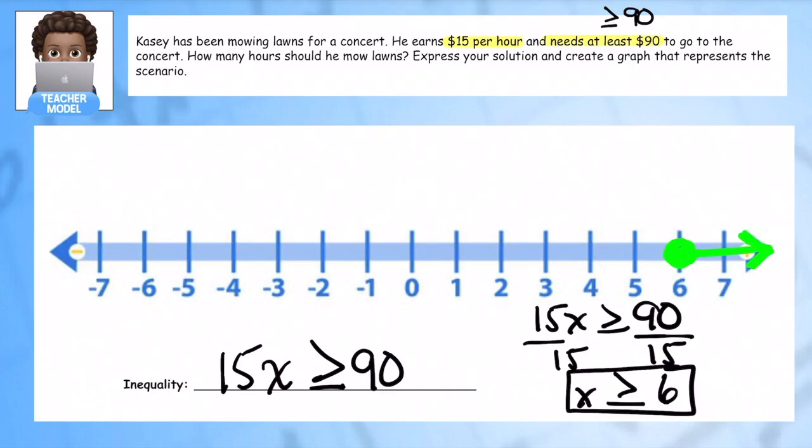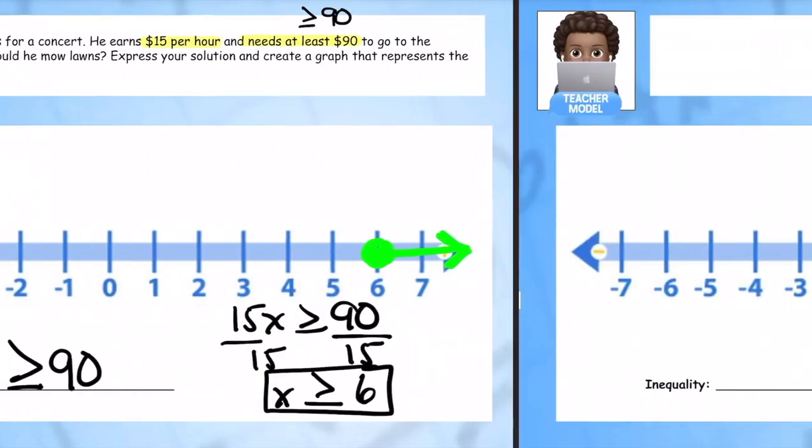That represents the scenario. So he has to mow at least for 6 hours. So at least 6 hours will give him $90. Anything more than 6 hours will give him more than $90. Let's go to the next one.